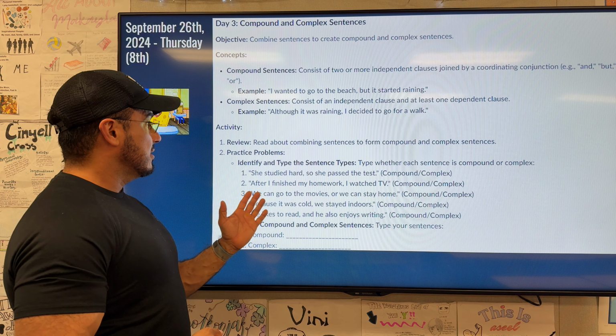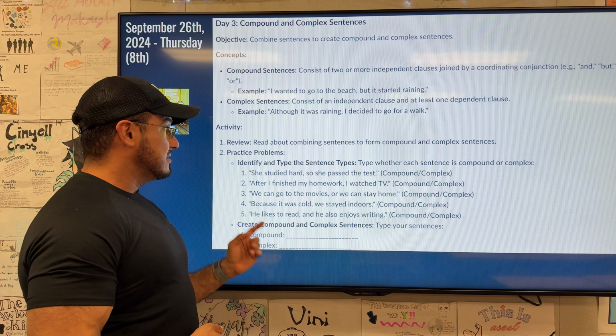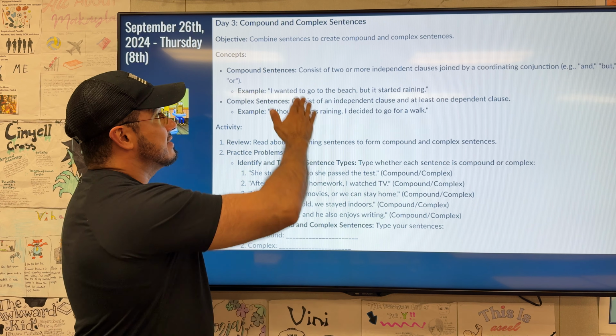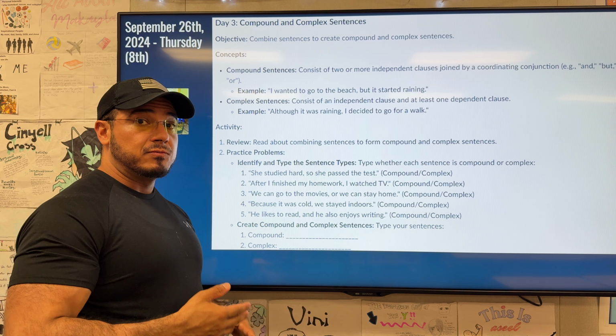All right, we're gonna go ahead and start with 5 sentences. First, we're going to identify whether or not it is compound or complex just by the definitions we've covered, and we'll go through reasons why.